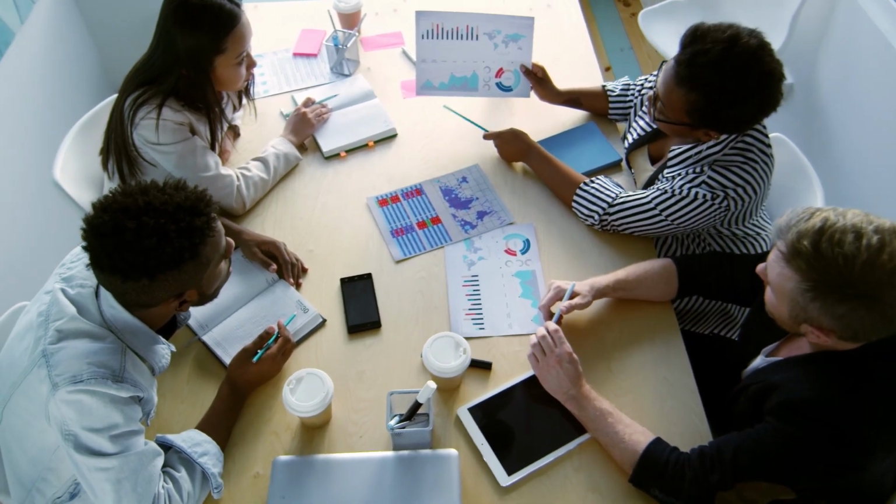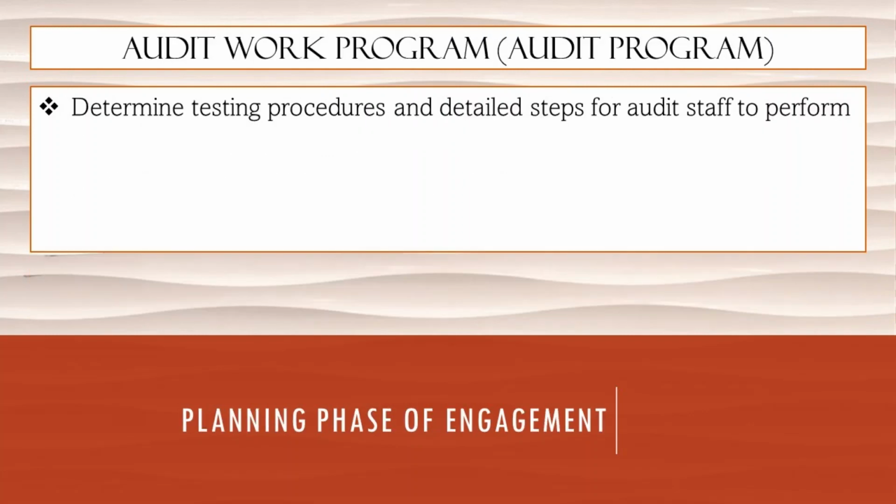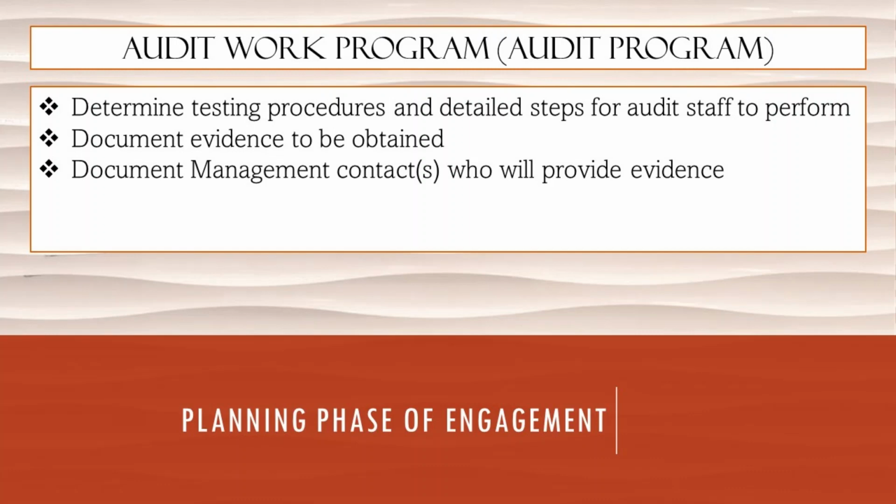department's operations or activities. Planning involves using the information you learned during the preliminary survey phase and creating an audit work program, or what is also called an audit program. The audit program consists of determining testing steps or procedures that are very detailed for audit staff to perform. It includes documenting which evidence must be obtained to complete audit objectives and who should provide that evidence.